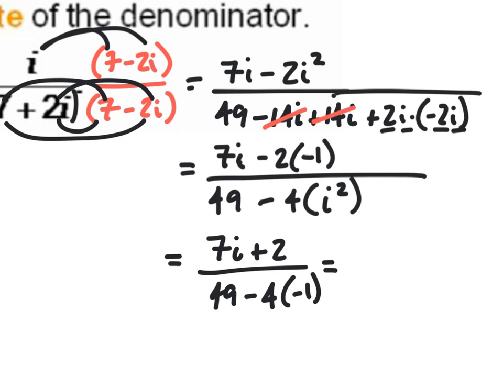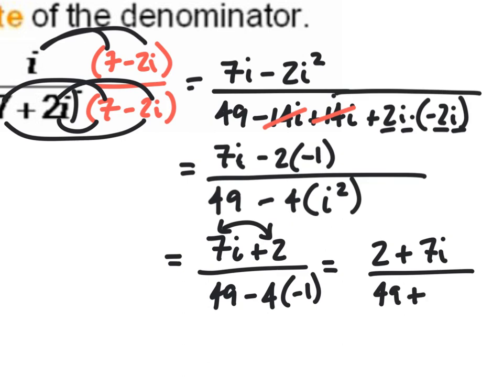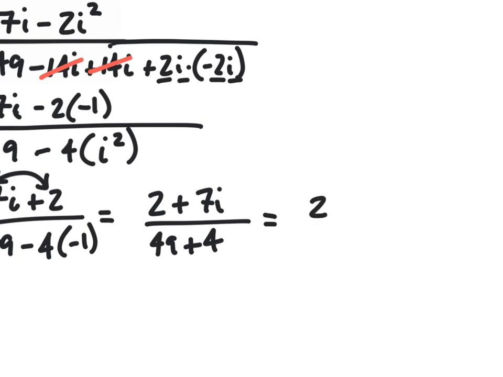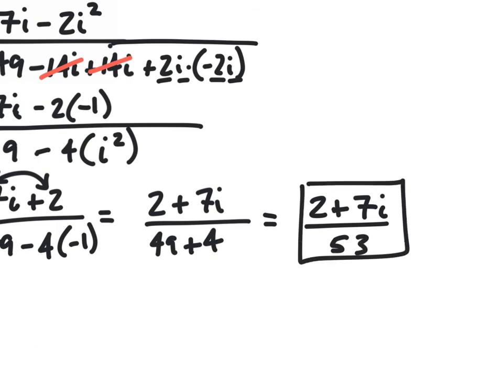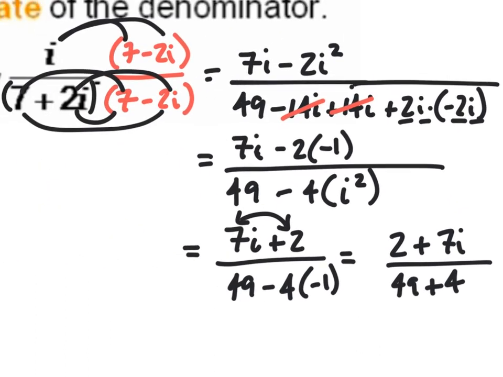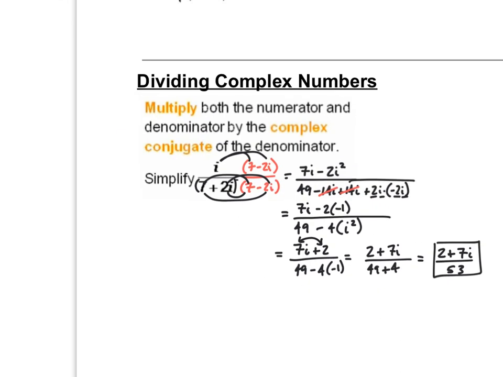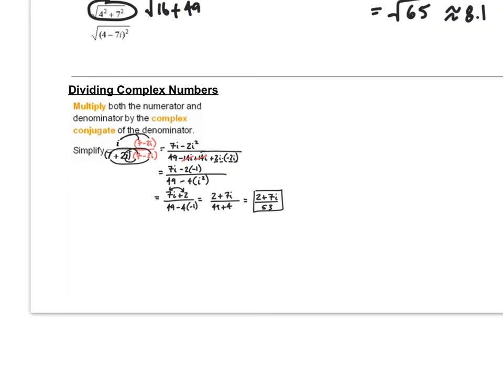I'm going to reorder this, flip these around to put the 2 out front. So I get 2 plus 7i all over 49, and this is going to be plus 4. So my final answer is going to be 2 plus 7i divided by 53. And that's my number in simplified form. The whole point of this is to get rid of the i in the denominator. Homeboy doesn't like that, neither do a bunch of mathematicians, and that is what it is.